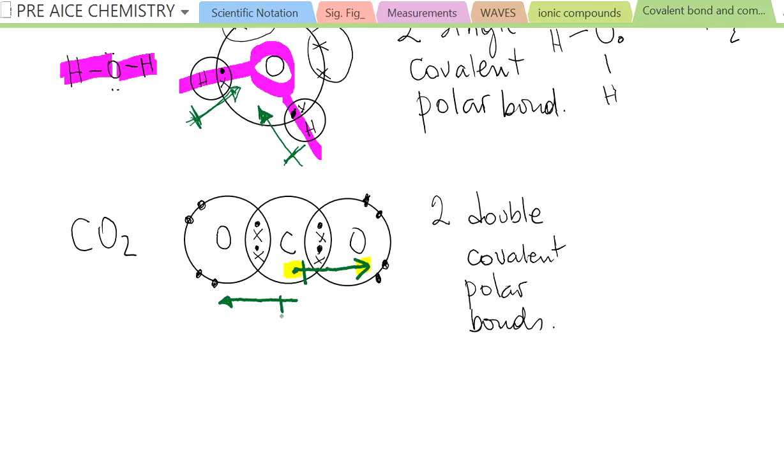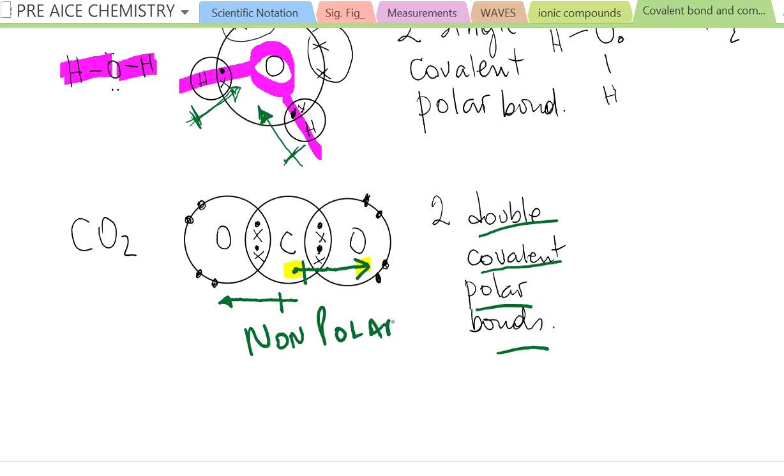Is that okay? So this is kind of a tug of war. If you think of this one as a tug of war, in which direction is this going to move? I mean, the electrons are going to move. They are going to stay where they are. So although we have two double covalent polar bonds, the shape of the molecule makes the carbon dioxide non-polar, because the electrons are going to be distributed evenly around all the atoms.